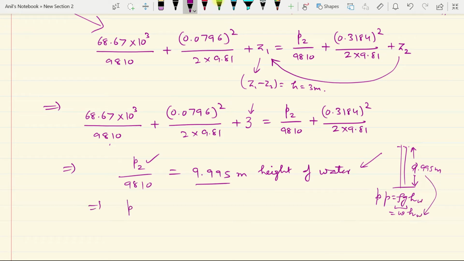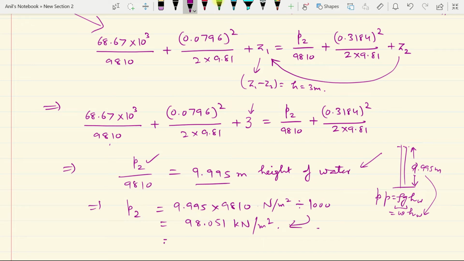Same way we get pressure P2 as 9.995 into w, that is 9810. And this comes out to be 98.051 kilonewton per meter square, because this will be in terms of Newton per meter square. So we have to divide it by 1000 to get it. So that can also be written as 98.051 kilopascals. So this is the answer, which is the pressure at lower end.